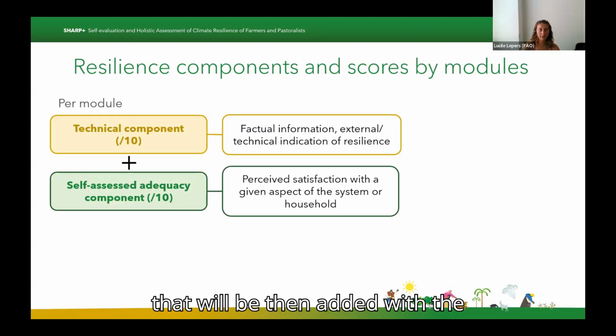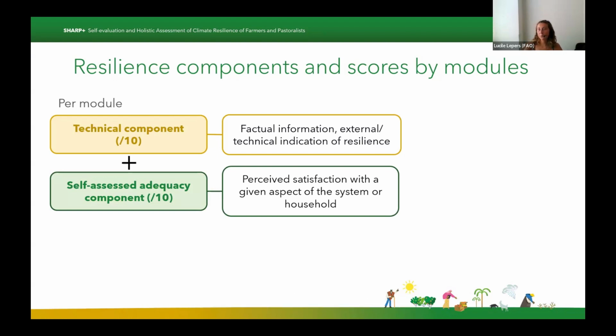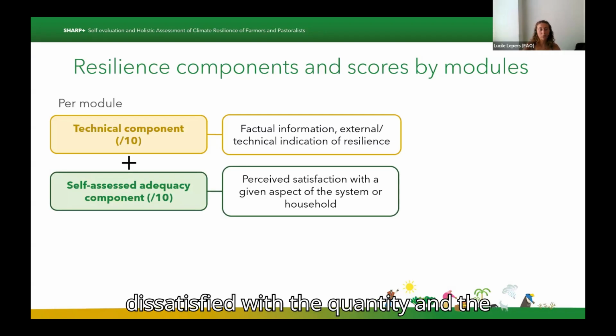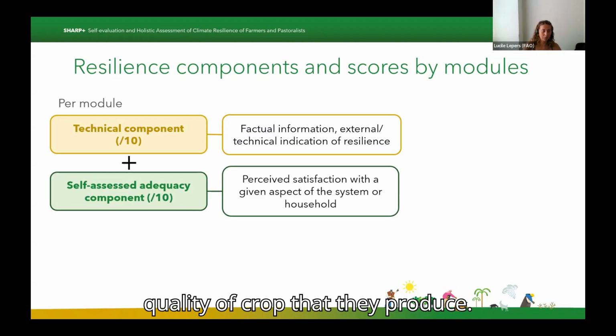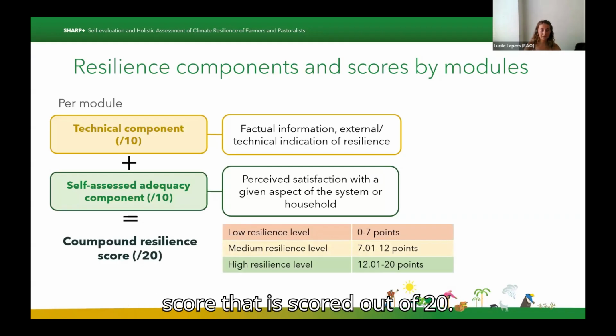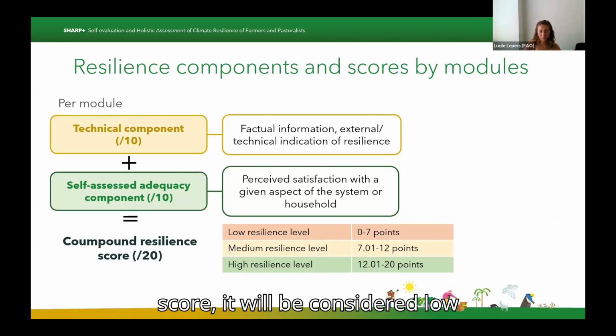that will then be added to the self-assessed adequacy component. This part of the module focuses on the perceived satisfaction with this aspect of the agroecosystem, for example, if the household is satisfied with the quantity and quality of crops that they produce. This will give a compound resilience score that is scored out of 20. And depending on the score, it will be considered low resilience, medium resilience, or high resilience.